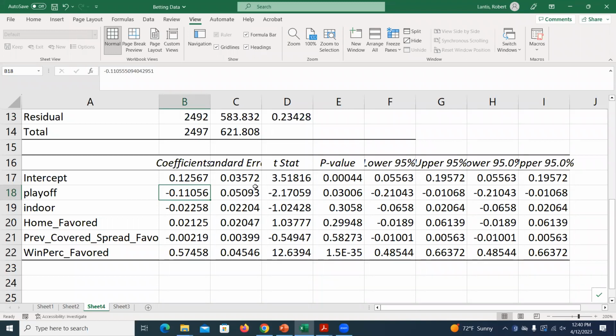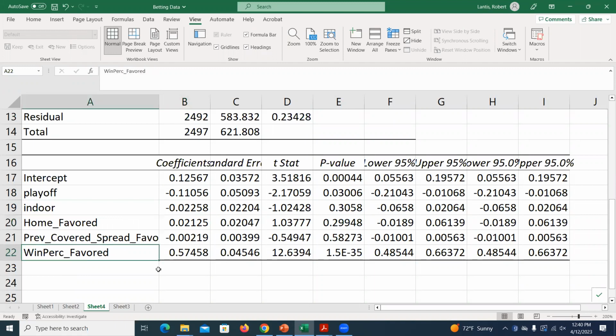Look at some of those other things. So about 0.3: whether or not it's an indoor stadium doesn't really seem to impact whether or not they cover the spread. Looks like the sports books are accurately factoring that into the odds they're setting. The home team being favored, once again, is something they're baking into their lines as well.